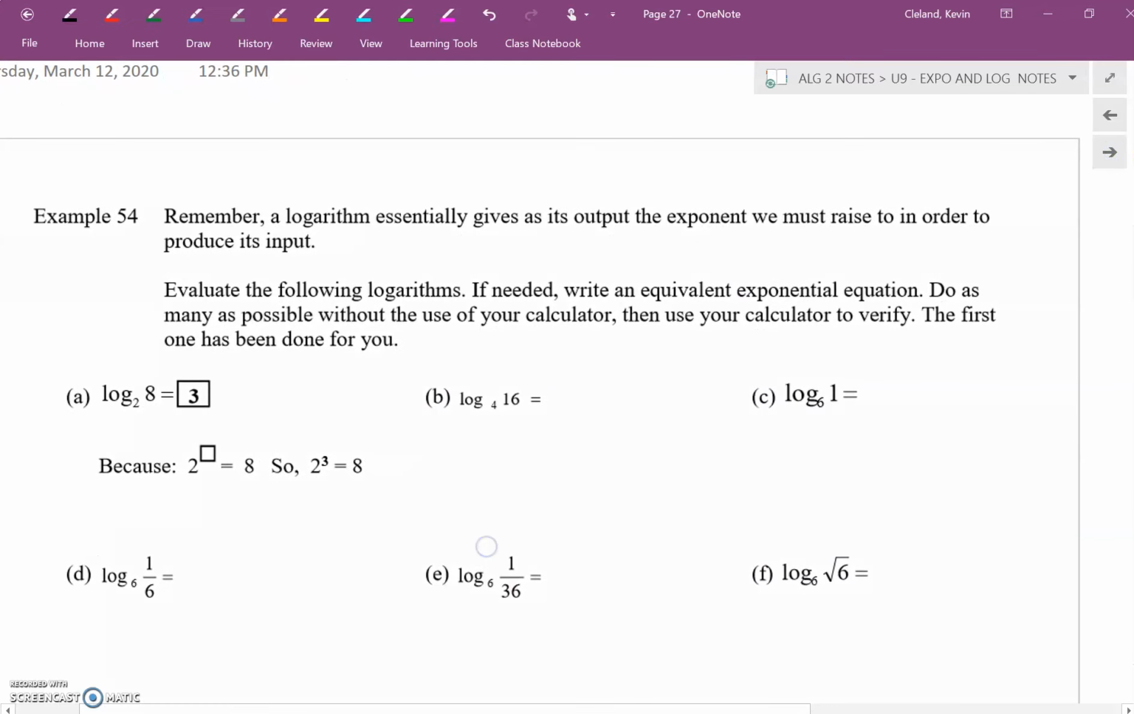Okay, moving on. Page 27, example 54. Remember, a logarithm essentially gives as its output the exponent we have to raise in order to get the input. So I always just kind of simplify that to say the answer to a log is the exponent.